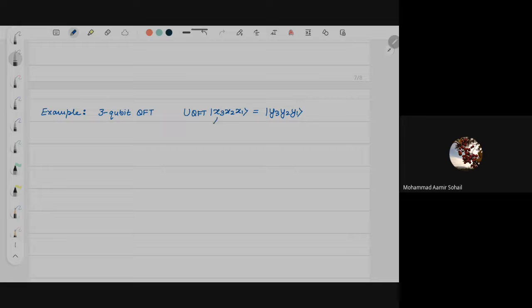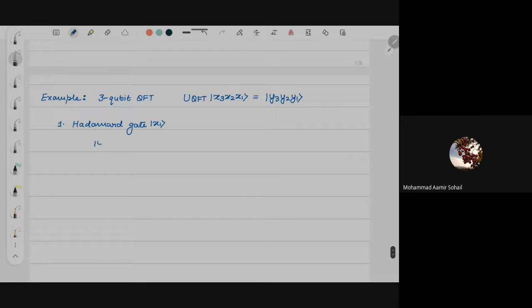Here, this one is the most significant bit. I just changed the ordering here because of this reversing of the order, but nevertheless it will be fine. Otherwise, there is no difference. So first we will apply the Hadamard gate, the Hadamard gate on this X1. So we have this psi1.